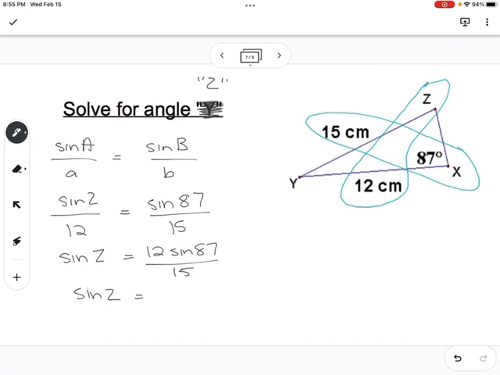In my calculator, I'm putting 87 sine times 12 equals, divided by 15 and equals again. I get 0.7989. To get Z by itself, to solve for the angle, we do a sine inverse of 0.7989. And we get 53 degrees.